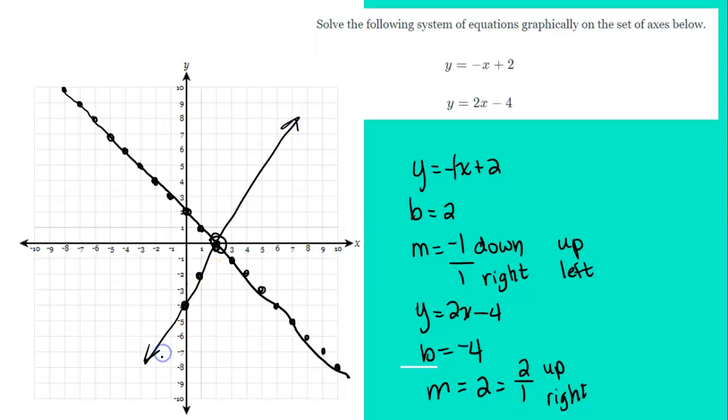Now, I've done all of this work, and my answer is going to be wrong if I don't write the actual solution. The solution to this is the intersection point. Well, that's the point over 2, up and down 0. So it's 2 comma 0, and that's your solution.